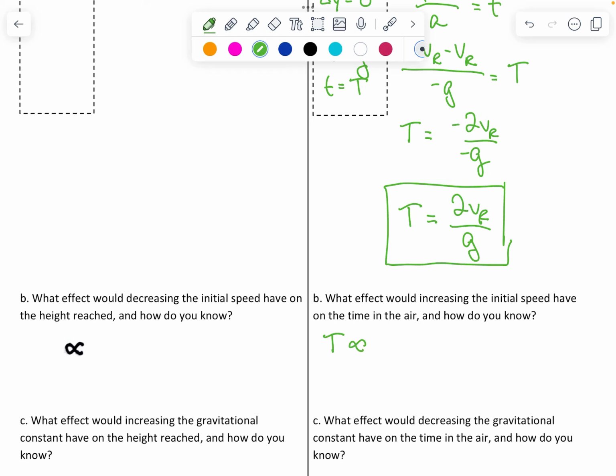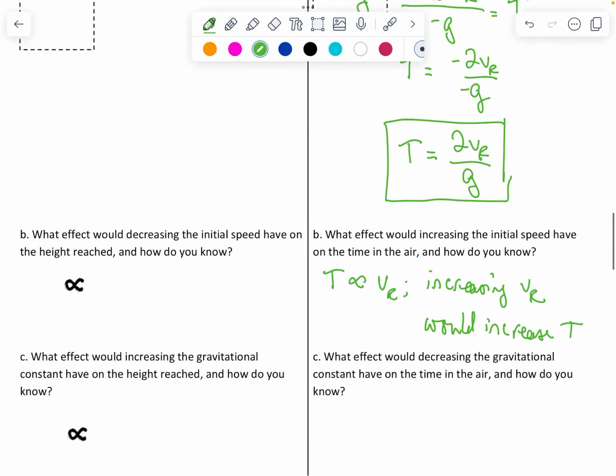Time is proportional to Vr. Increasing Vr would increase t. And hopefully that makes sense, right? The faster we throw it, the longer it's going to spend in the air.